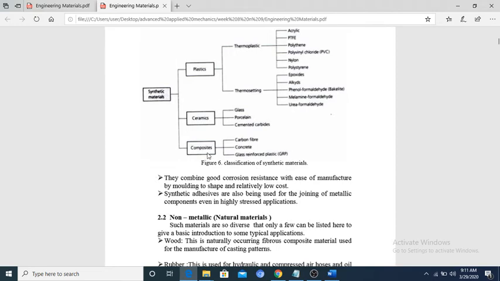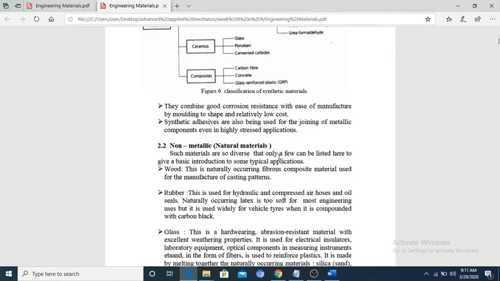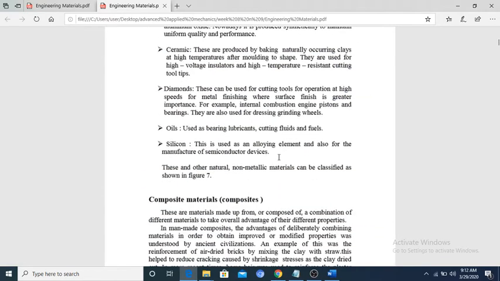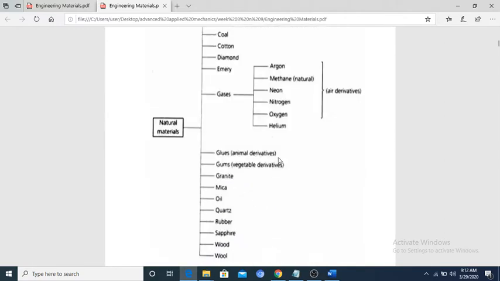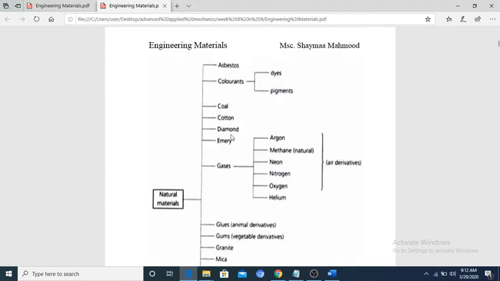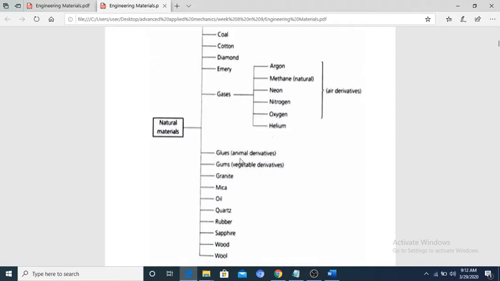And then finally, composite consists of carbon fiber, concrete, glass reinforced plastic. So you just read all of these notes, and then finally, natural materials consists of asbestos, colorants, which consist of dyes and pigments, coal, cotton, diamond, emery, gases consisting of argon, methane, neon, nitrogen, oxygen, helium. And then you have glues, gums, granite, mica, oil, quartz, rubber, spire, wood, and wool.